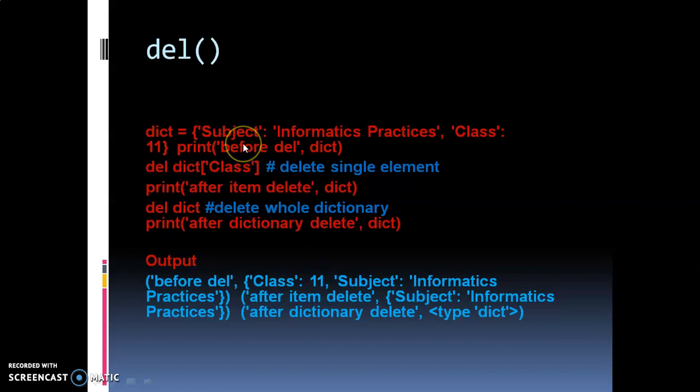Now, first we will go through delete. I told you that delete can delete a single element or can delete the whole dictionary at once. So this is the dictionary I made. In that I have taken key subject, value is informatics practices, class is 11th. Print before delete: I have printed the original dictionary. Then I have deleted the item where class is there. Now print after item delete, and print after dictionary delete.